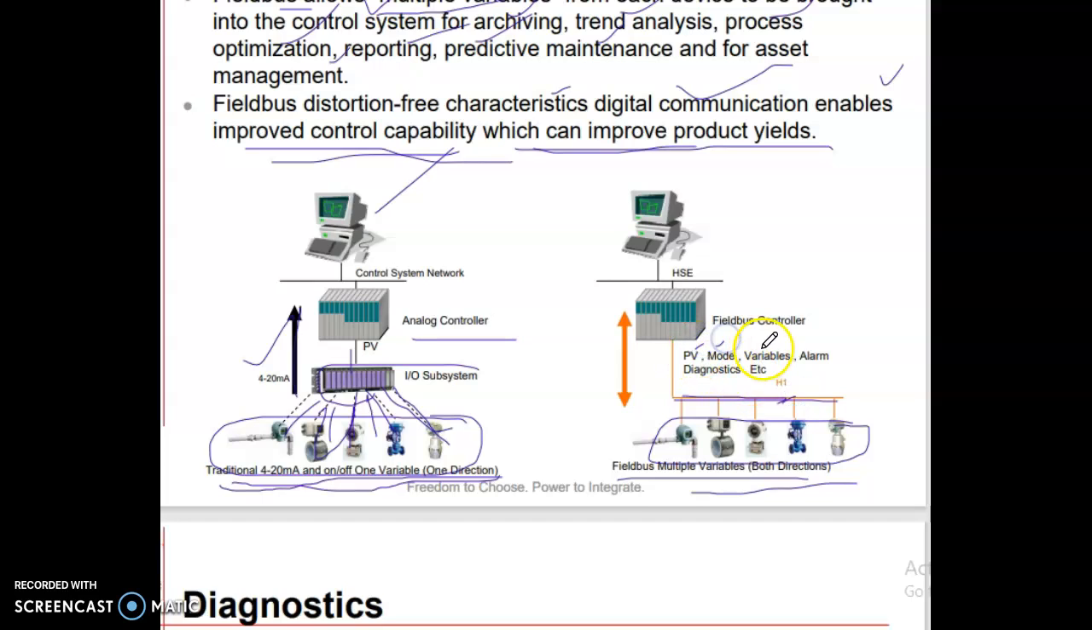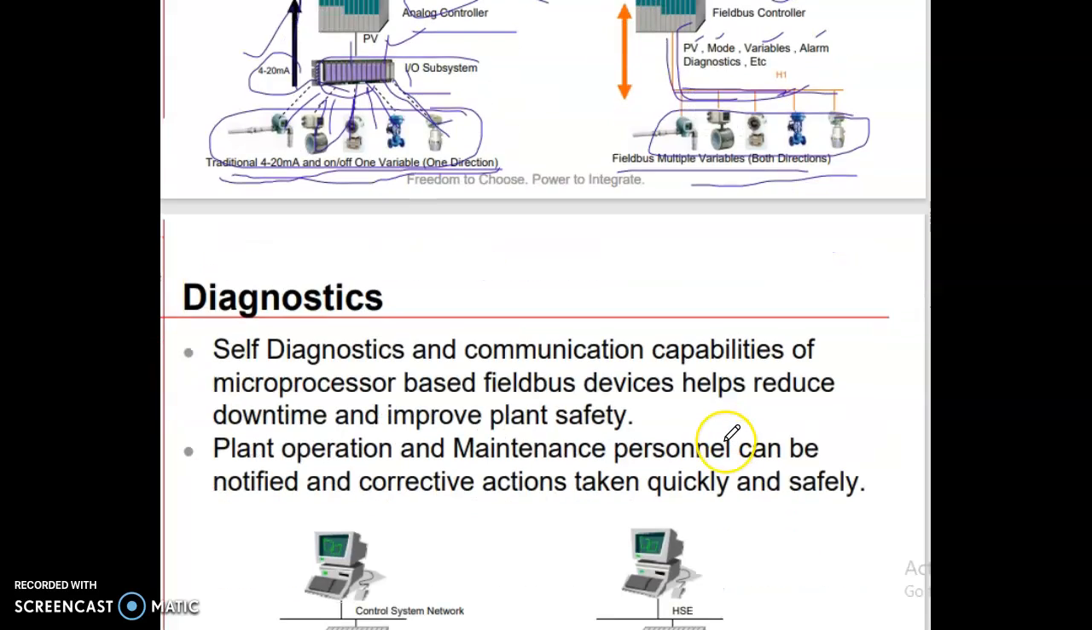PV, mode, variables, alarm, diagnostics and so on. And then here connected to the Fieldbus controller. After the Fieldbus controller, high speed Ethernet, then the system is connected. Here the analog controller, here Fieldbus connecting, here IO system connecting. That is H1 only, Fieldbus only. That's all. Your IO system input, then output, that is the 4 to 20 milliamps system. And then diagnostics.